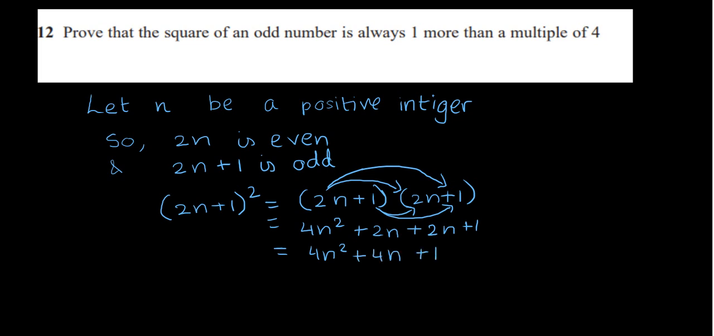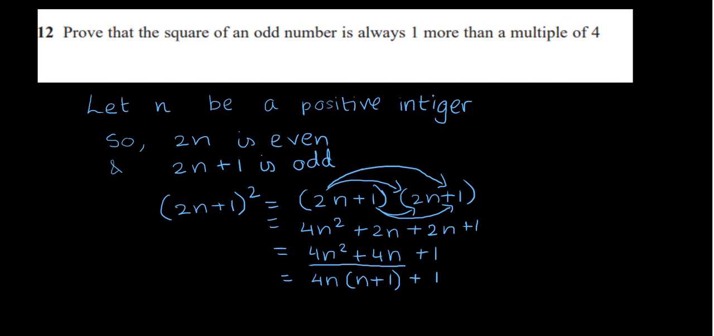Now you see these two are multiples of 4, so I can just quickly factorize that by saying 4n bracket n plus 1 plus 1, and there you go. So it's one more than a multiple of 4, because 4n is a multiple of 4, and I'm adding 1 to a multiple of 4. 4n times n plus 1 is a multiple of 4, and I'm adding 1 to it.